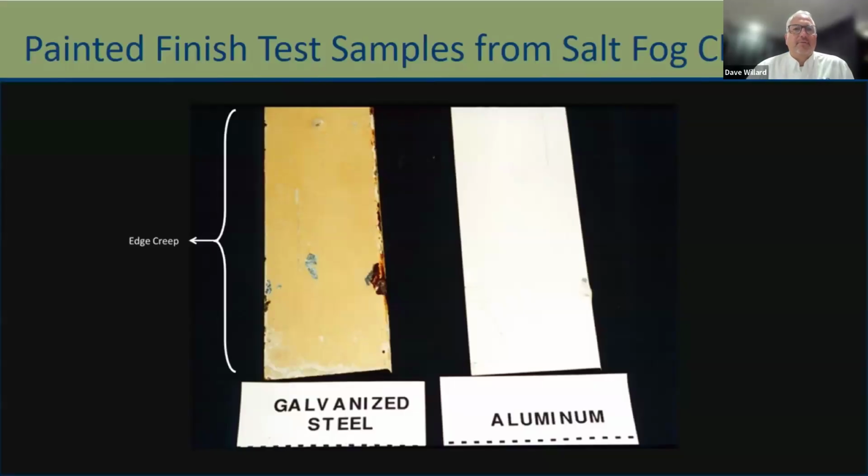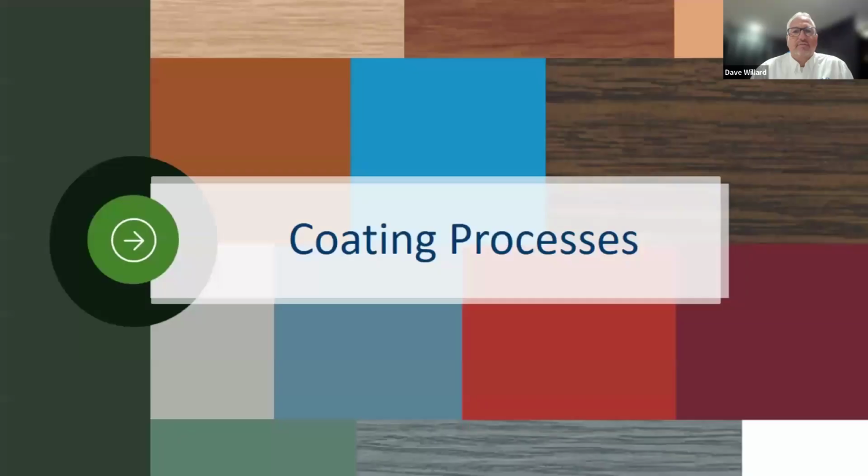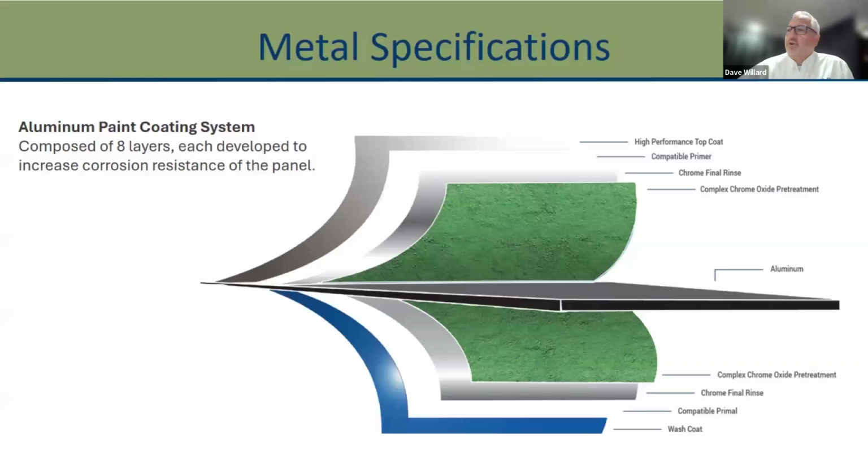Here's just an example of what different things look like in salt chambers. You can see on the left, that's just galvanized steel in a salt chamber, and you can see how much more deteriorated that looks, and the edge creep in the paint actually peeling from the edges, and then aluminum obviously with no problems whatsoever. So the coating process, and when we talk about coating, we're talking about painting in different finishes.